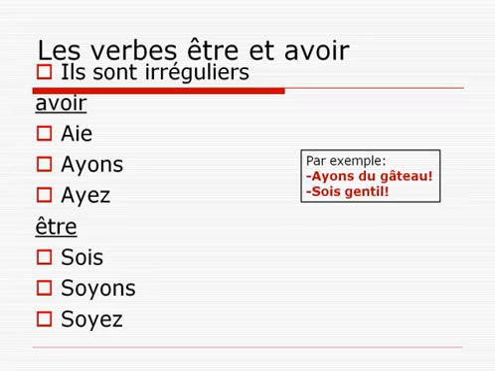If I wanted to say, let's have some cake, ayons du gâteau. Or if I wanted to tell somebody, be nice, sois gentil. So you figure out which, if you're talking to one person, more than one person, or making a suggestion, use that form, and then finish your statement.